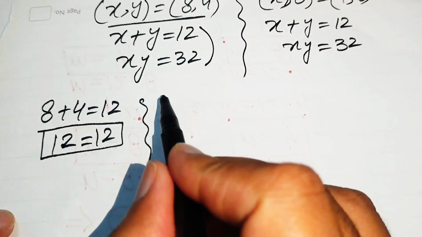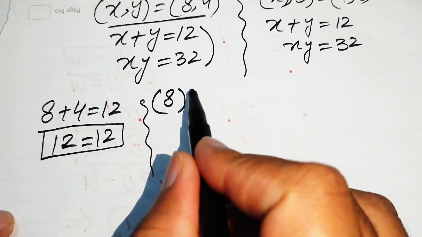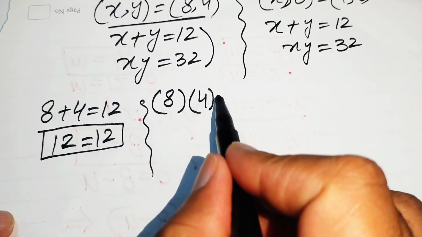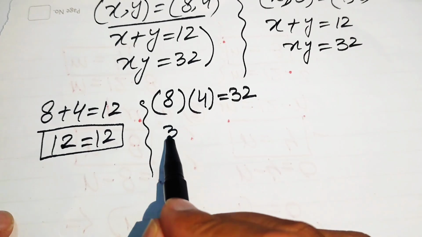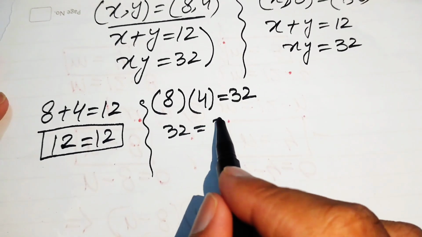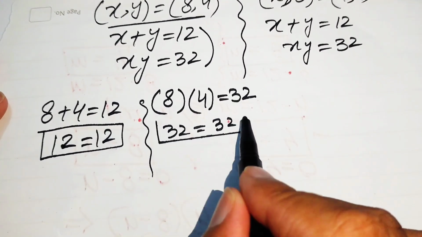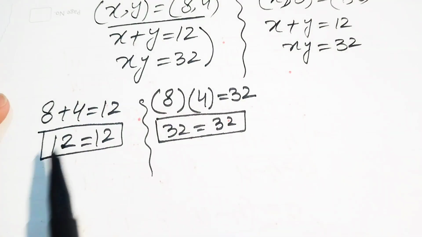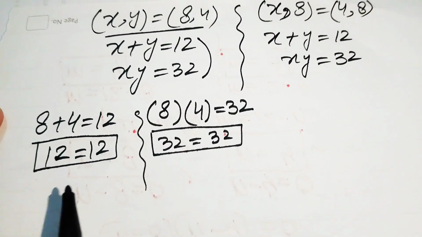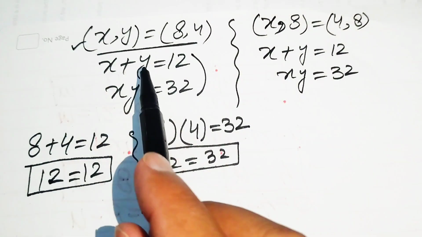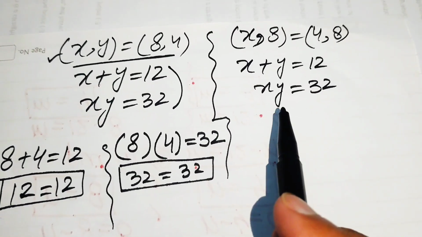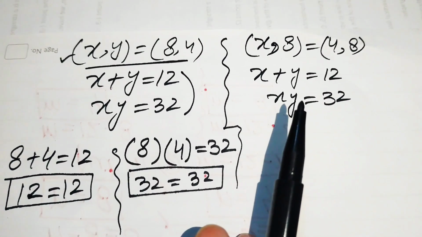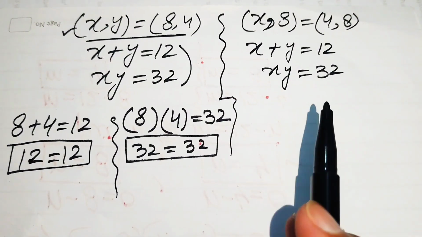And now similarly we check these two values in the second equation, and in the second equation we have 8 into 4 equals 32. So we have 8 fours are 32, equals 32. So this shows that the values of x and y also satisfy the second equation. So these values satisfy both of the given equations. And now we move toward the second solution, and we check the behavior of the second solution.